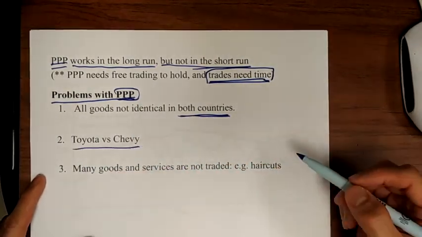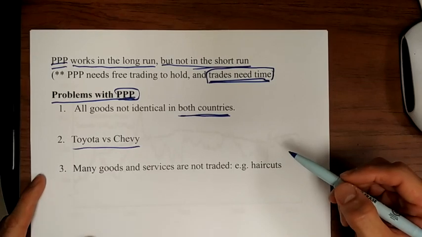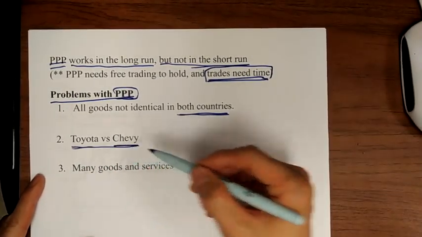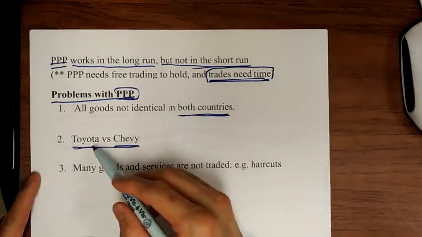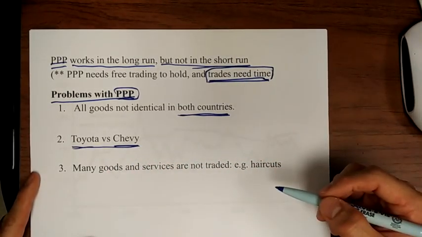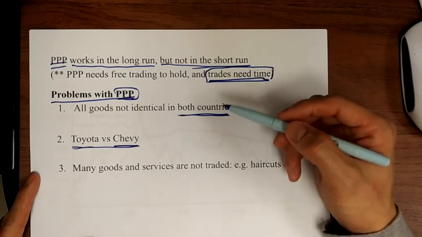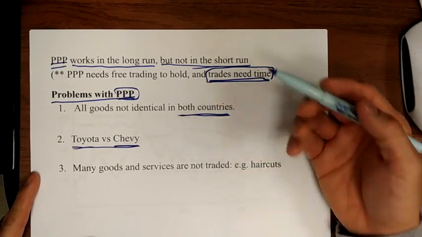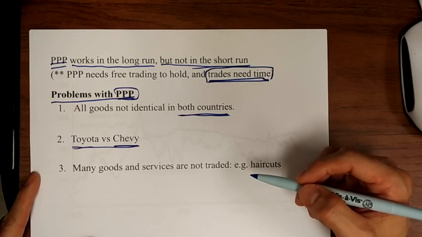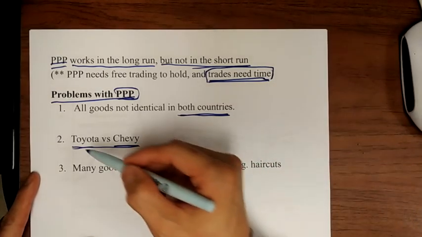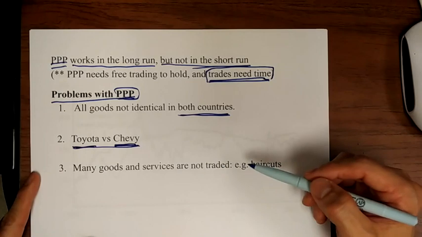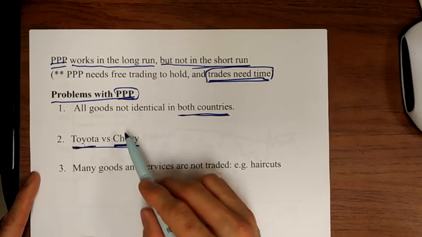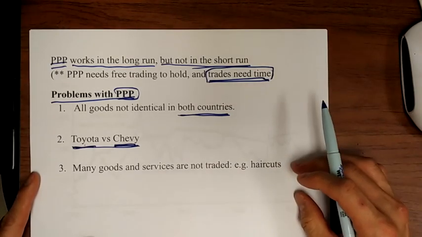Number two, in Japan, they produce Toyota. In the United States, we produce Chevy. They are both cars. However, their cars are different from our cars. Their cars last longer. Therefore, not all the goods are identical, including cars. Even though they are both cars, they are not identical.